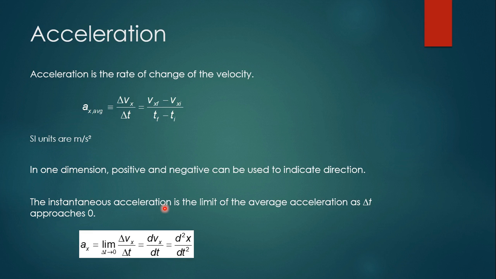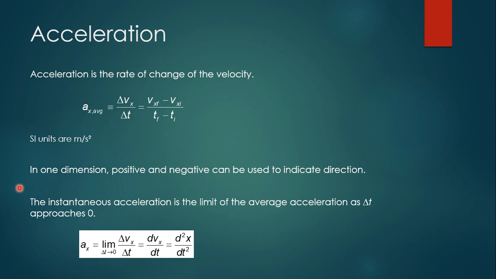Now acceleration is the rate of change of velocity. Now, as velocity is the rate of change of displacement, similarly acceleration is the rate of change of velocity. So we see that ax average is given as delta vx by delta t, which is again vx final minus vx initial upon tf minus ti, which is the time interval delta t. And the units for acceleration are meter per second square.